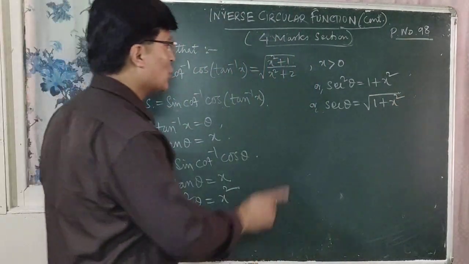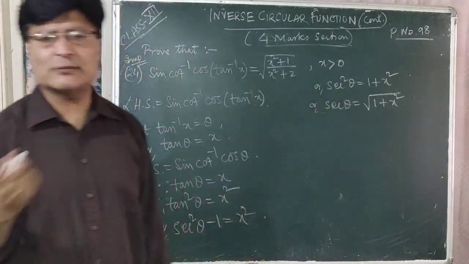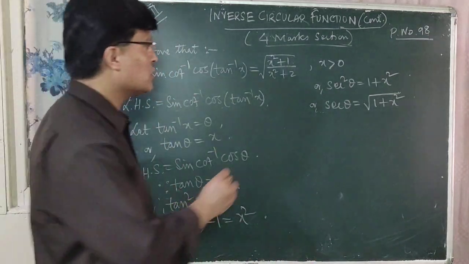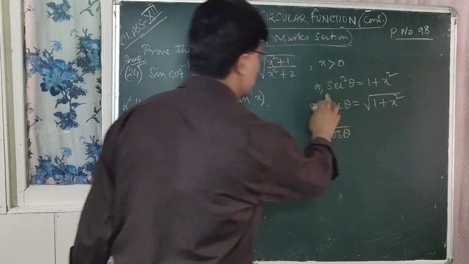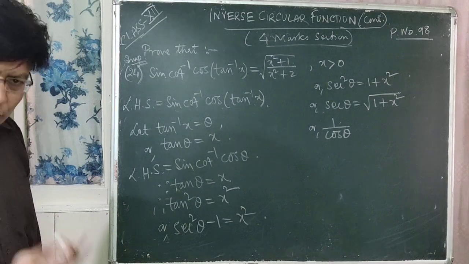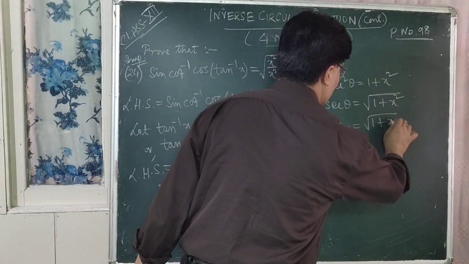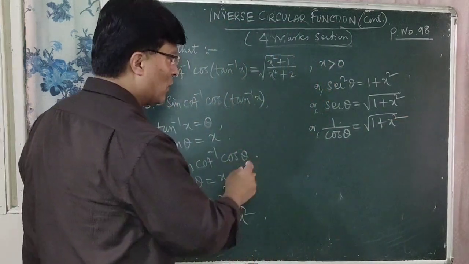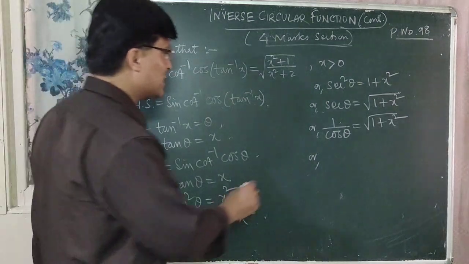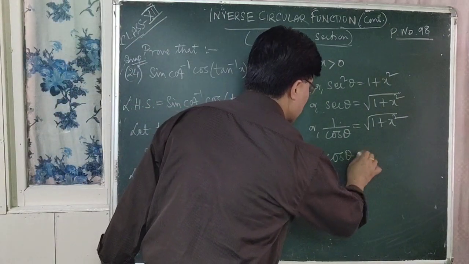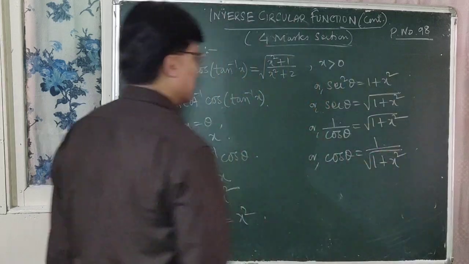Okay? So what is sec theta in terms of cos theta? What is the formula for sec theta in terms of cos theta? It is 1 by cos theta. This is the inverse of cos theta, isn't it? Sec theta is the inverse of cos theta. That is, 1 by cos theta is equal to root over 1 plus x square. Now invert both the sides. So inverting both the sides, what do we get? We get cos theta is equal to 1 upon root over 1 plus x square.